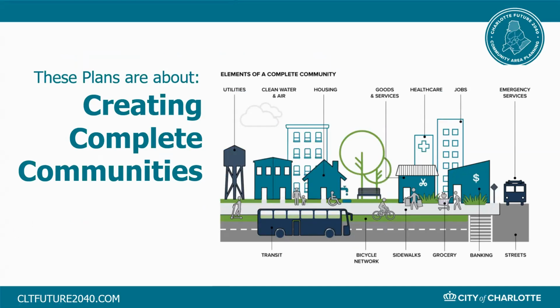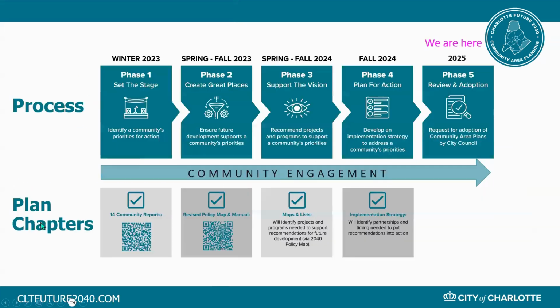Community area plans are essentially about creating complete communities, which means creating places that integrate housing, job opportunities, and daily goods and services in an accessible manner. In other words, live, work, and play in the environment that you live in. Community area plans were developed within a 5-phase process that occurred over 2 years. Staff has offered multiple engagement opportunities in each phase, and the outcomes of each phase have been shared along the way.